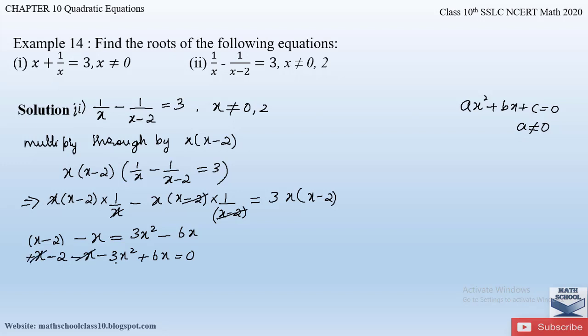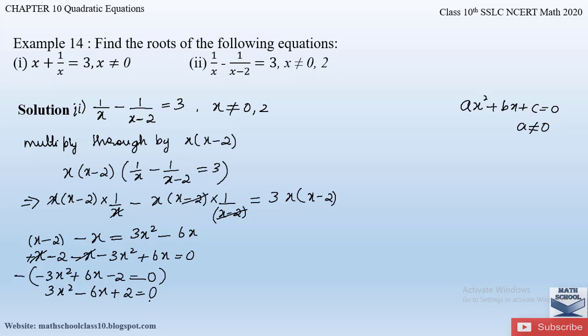Let us take the x square term first. So it is minus 3x square, then the x term, that is plus 6x, and the constant is minus 2 equal to 0. Now if you observe, we are getting here minus sign. So let us convert this minus to plus by multiplying throughout again by minus. So minus into minus will become plus 3x square, plus into minus will become minus 6x, and minus into minus will become again plus 2 is equal to 0. So now we have obtained the quadratic equation.